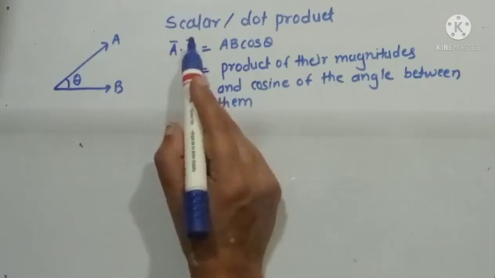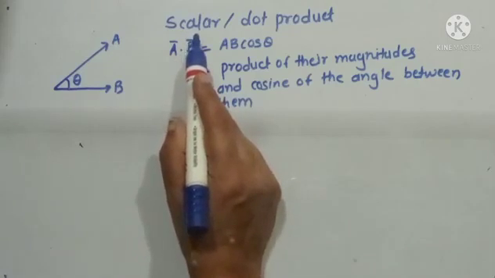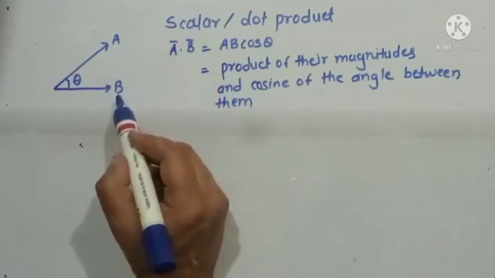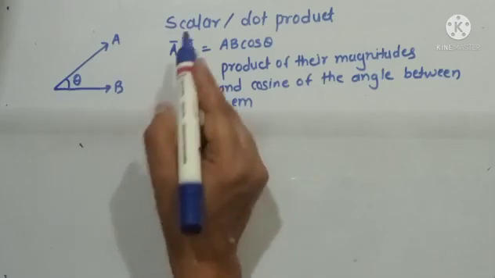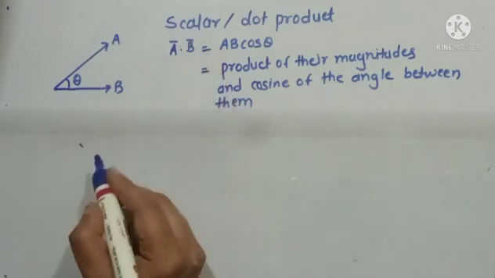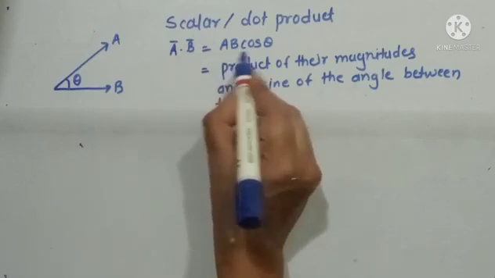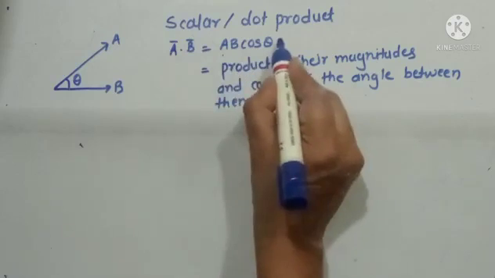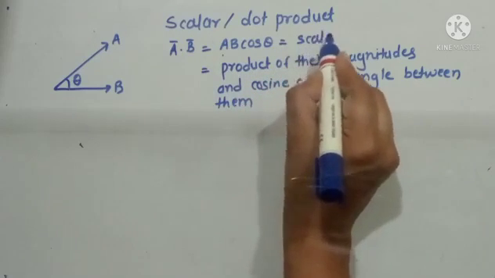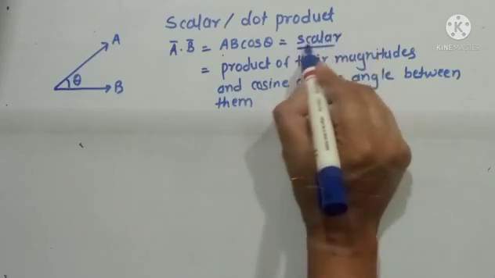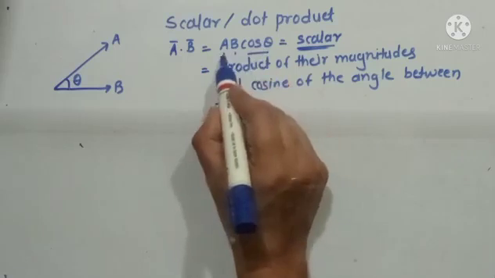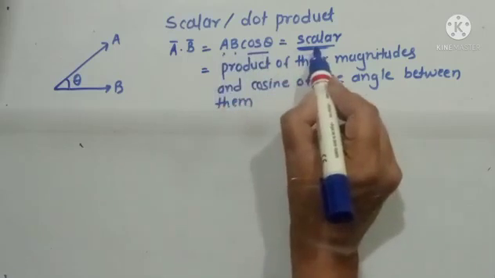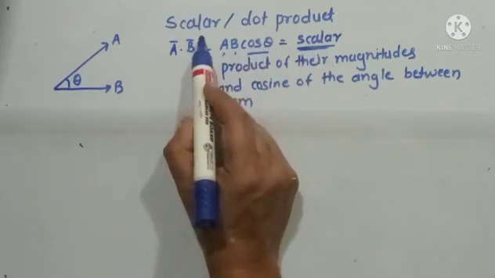The scalar product has a lot of applications in physics. There are many vector quantities whose product is a scalar quantity. You can see that this quantity is a scalar quantity. This is just a magnitude, this is a magnitude, this will also be some number. So the total answer will be a scalar quantity. That's why it is called a scalar product.